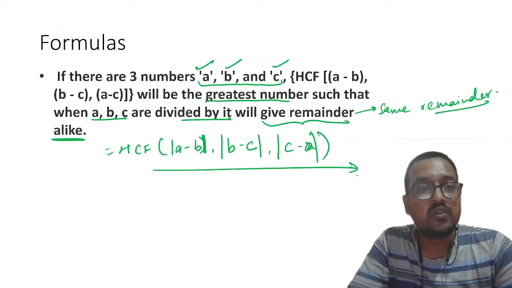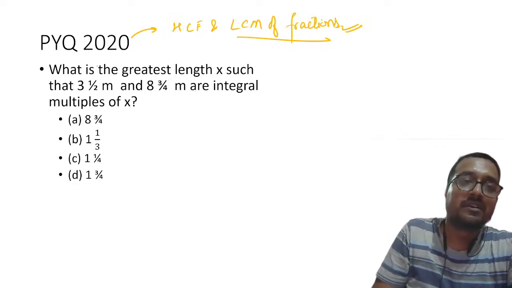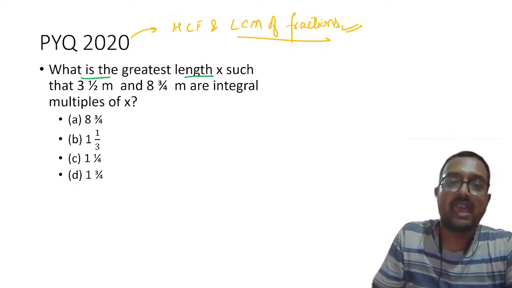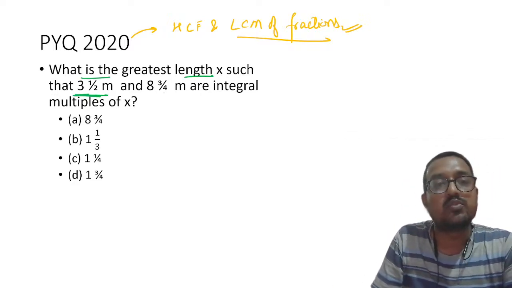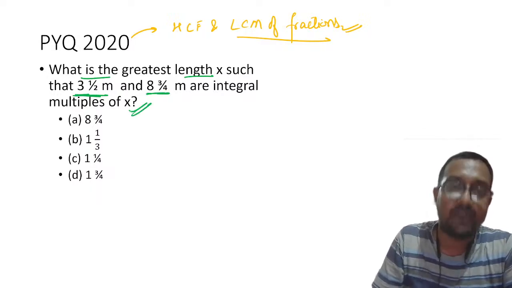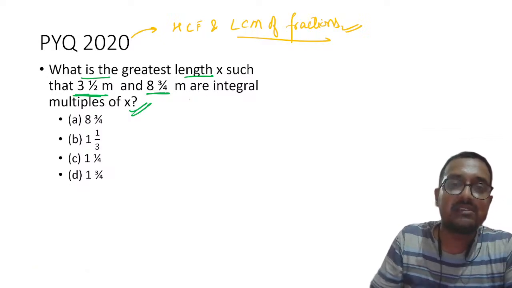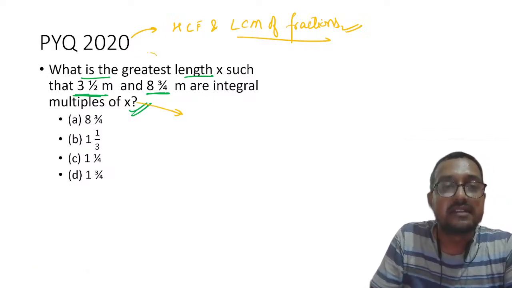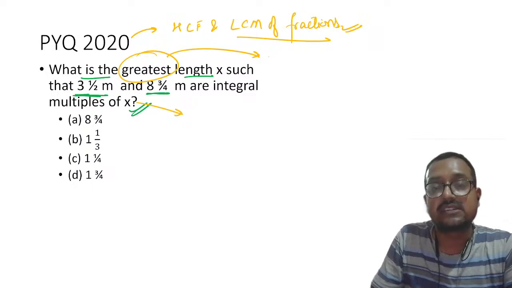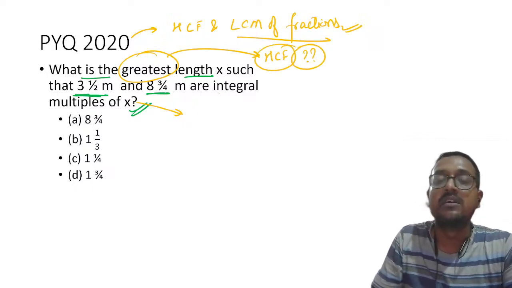So let me move towards our question. Please remember, first of all, this question. What is the greatest length x such that 3 whole 1 by 2 meter and 8 whole 3 by 4 meter are integral multiples of x? What do you think, my dear students? What is it asking? Greatest length. So first hint, greatest, highest, that is HCF is to be found out.